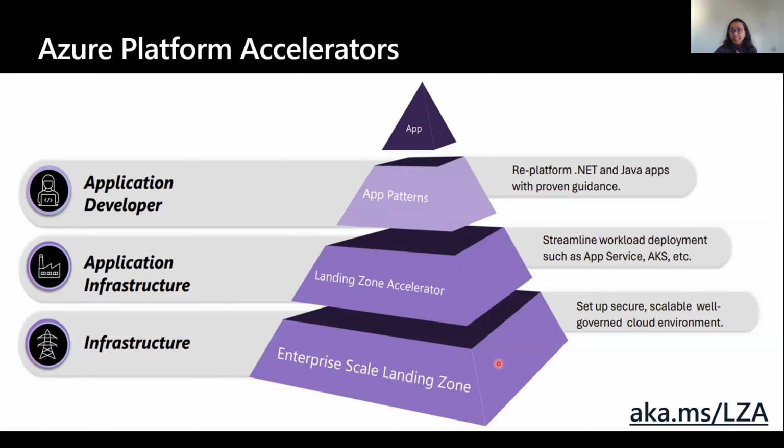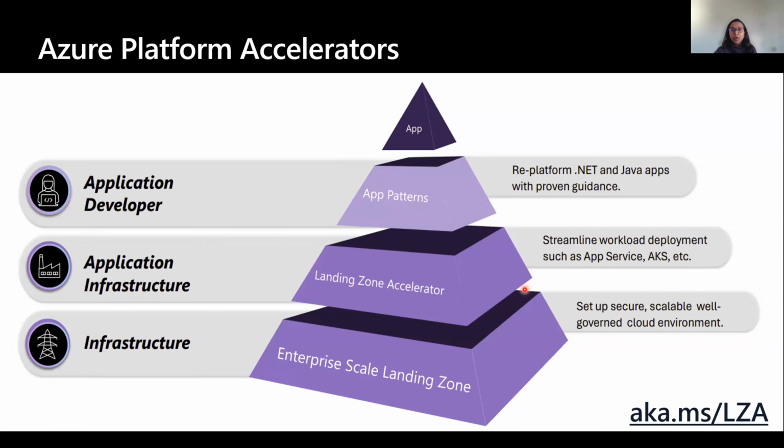So let's focus on the basic fundamentals for when you are on the cloud. You need to have some infrastructure in place with set guardrails with respect to governance and security, and that's where the enterprise scale landing zone helps you get that infrastructure all set up. Now you have that. So how do I deploy my workload? I have my Azure Container Apps or Kubernetes service or App Service.